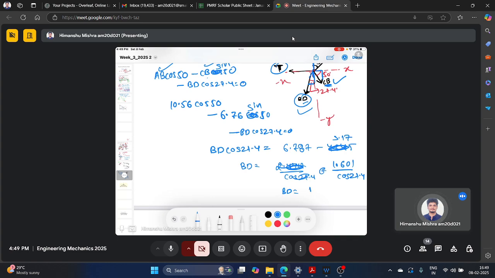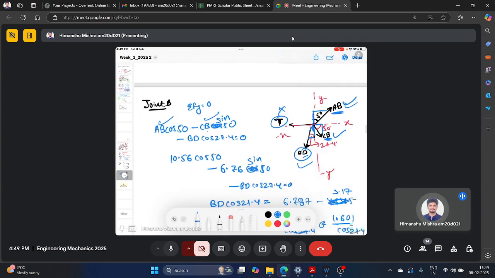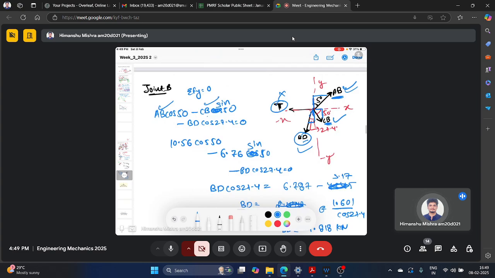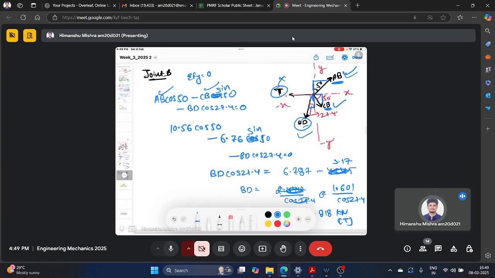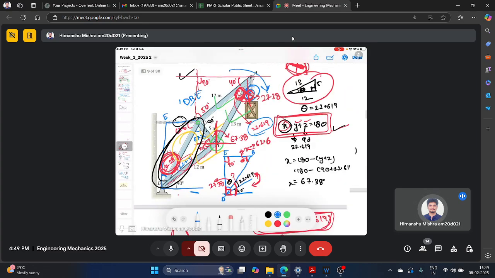So this will be 1.818 kilonewton, and this will be positive. Which means our assumed direction is correct and BD is away from the joint. So this is tensile force because it's away from the joint. So we have now calculated the force in BD also.